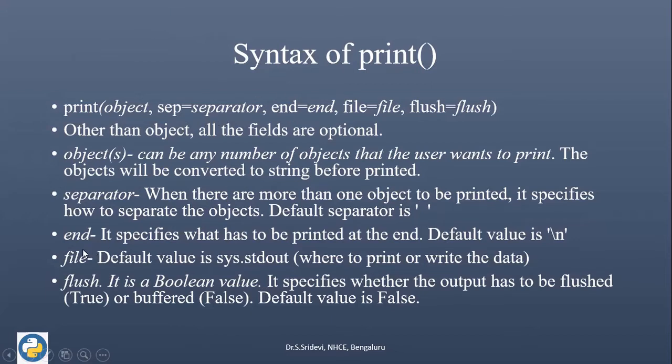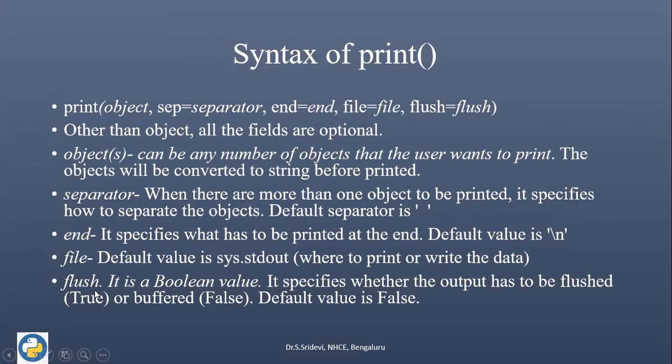And the third field is end. It is going to specify what has to be printed after printing the object. So the default end value is \n. That is nothing but the new line character. That means that whatever object we are giving in the print function, after printing everything, it will go to the next line. So we can even override the behavior by setting the proper end character.